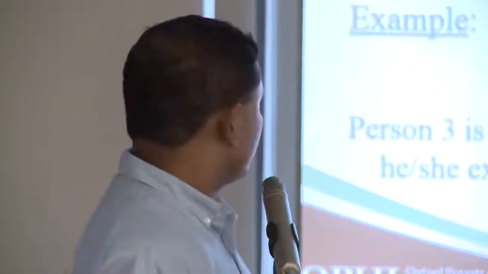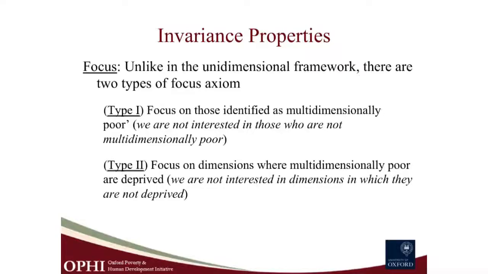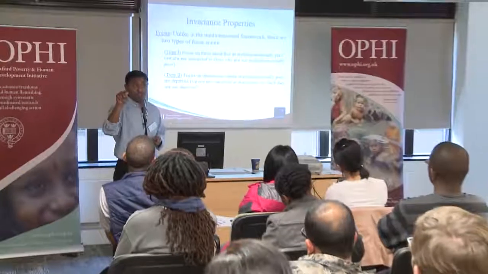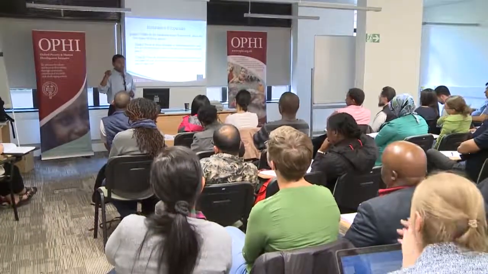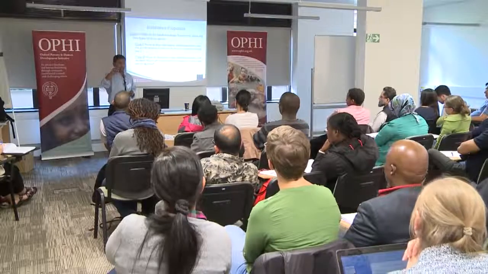It is not saying what happens if a multidimensionally poor person's non-deprived dimension changes. That's why a second type of focus axiom, the deprivation focus property, is required. It says focus on dimensions where multidimensionally poor people are deprived. That means if there is any change in the non-deprived dimensions of a multidimensionally poor person, then there should not be any change in poverty. So you see how these two properties are different.